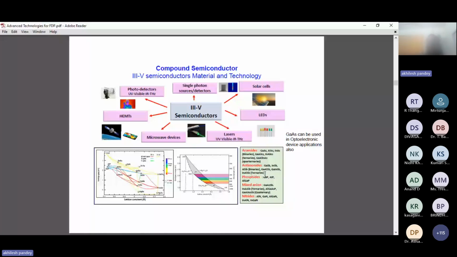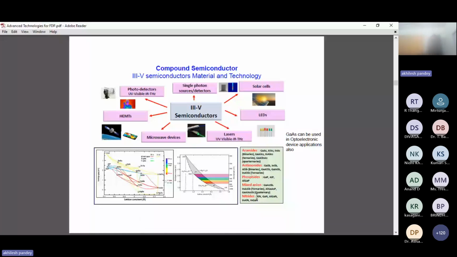IR technology is widely used. Gallium phosphide and indium phosphide or aluminum gallium phosphide can be used for the visible LEDs also, and some mixed quaternary can also be used. Nitrides, I'll take up nitrides and explain them later.